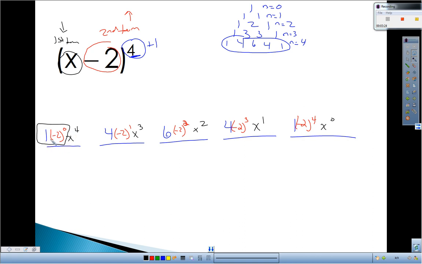I'm going to evaluate the first part of each term. So 1 times (-2) to the 0. Anything to the 0 power is 1. 1 times 1 is 1, so 1x to the 4th.